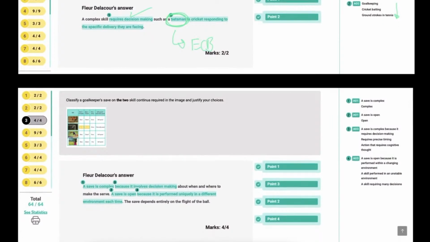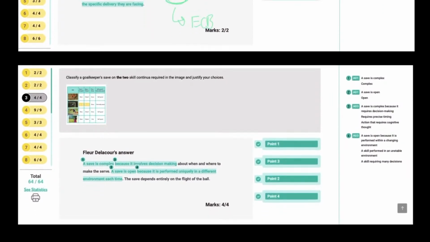This next one, we're given a skill and we're asked to classify it on our two continuums. In this case, it's a goalkeeper save. And what we've got to do here is say, well, first of all, it's got to be complex because it requires decision making. Now, notice here, what we're doing is justifying why it's a complex skill.